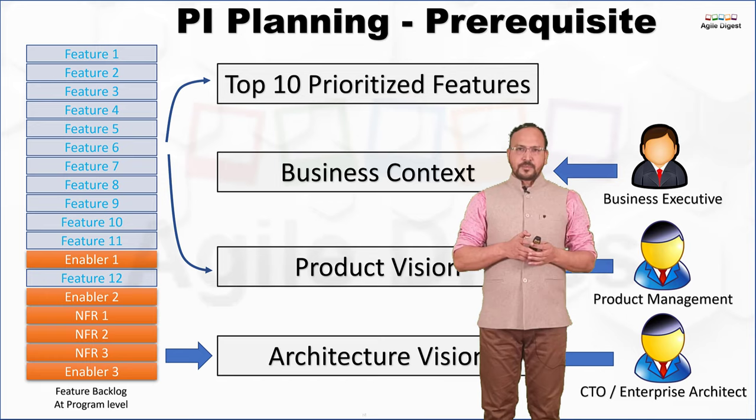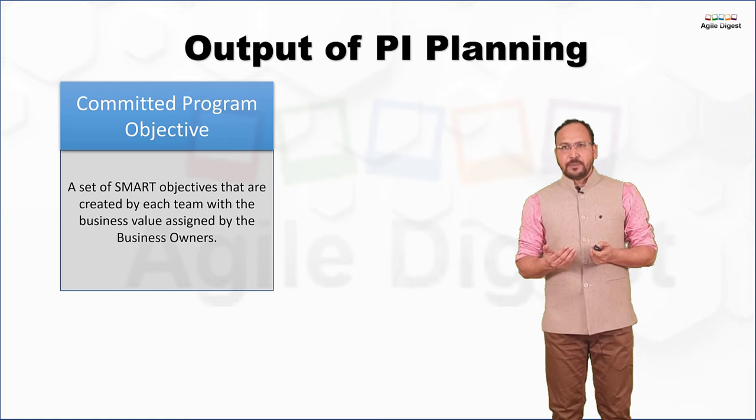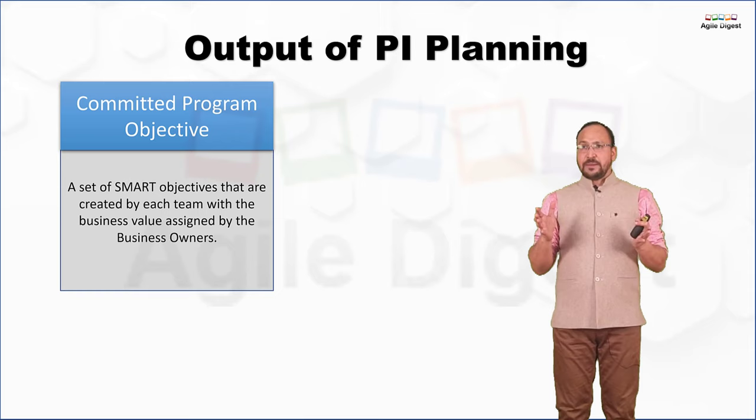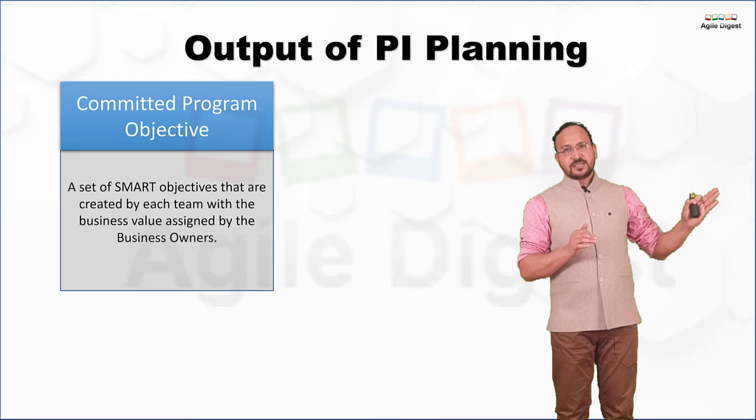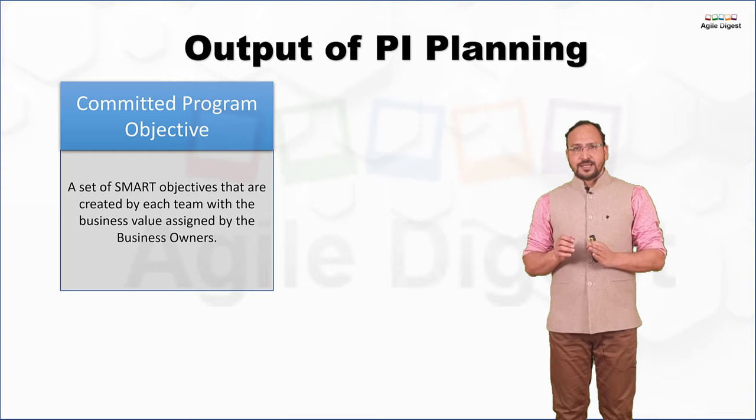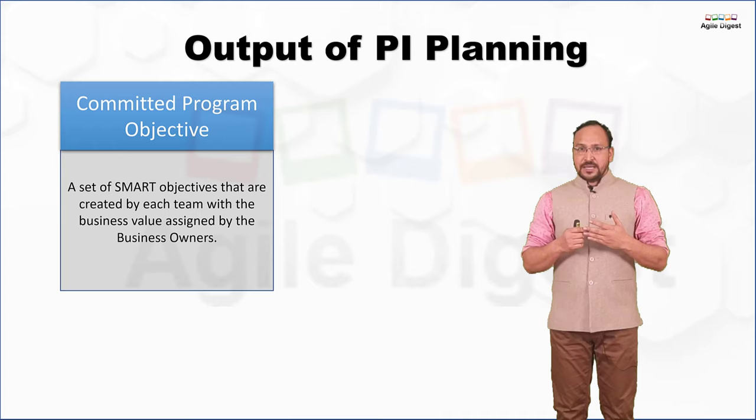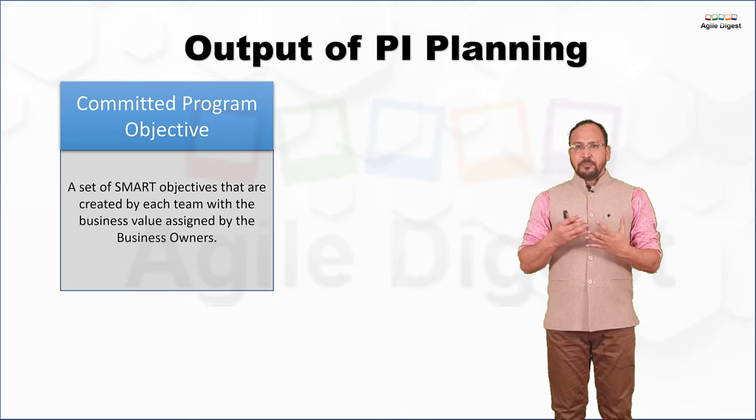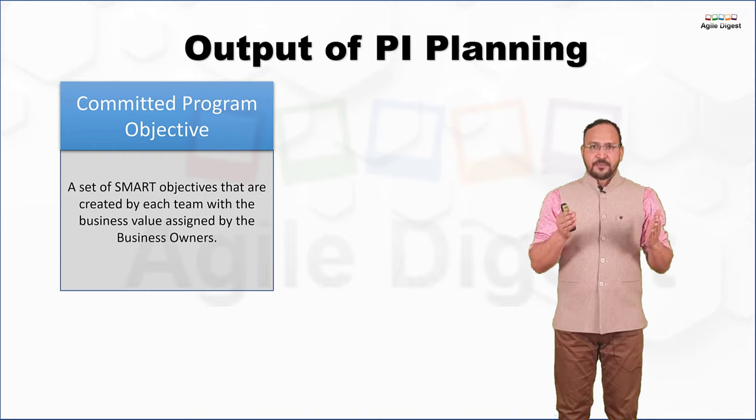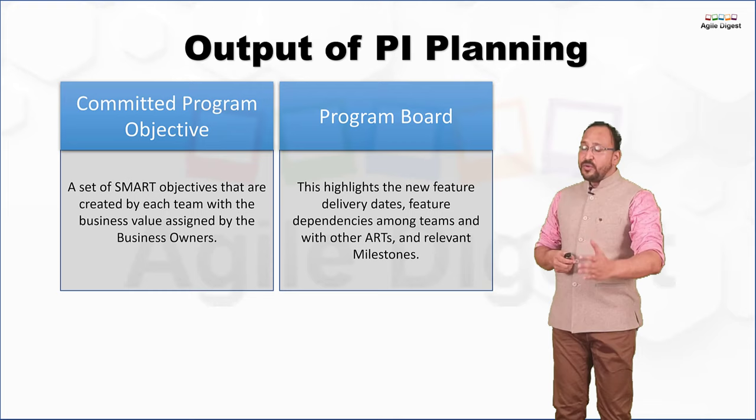Once we are done with PI planning, what will be the output of PI planning? We'll have committed program objectives. At the program level, you know what exactly a program is. I'm not going into the details of program. If you want to know what I mean by program, you can watch the previous video on the fundamentals of, or understanding what exactly the Scaled Agile Framework is. Once you have committed objectives, we also get the SMART objectives. SMART is an acronym. If you remember, we use this term for acceptance criteria also. It's specific, measurable, achievable, relevant or realistic, and time-bound. Your objectives should follow this acronym, and it is created by each team with the business value assigned by the business owners. Similarly, we can have a program board, where we highlight the new features, delivery dates, and feature dependencies among other teams.